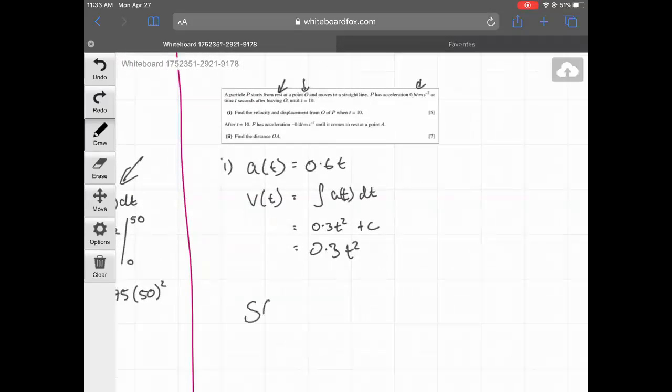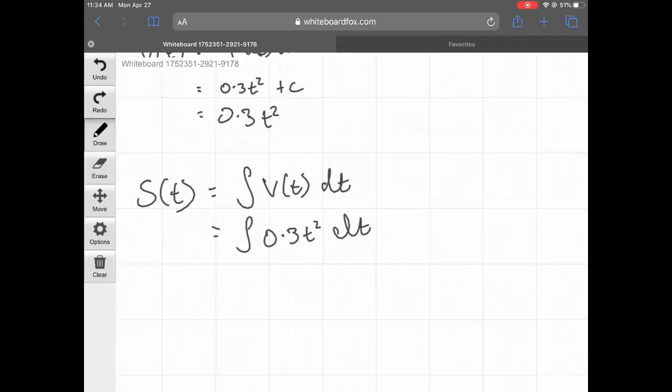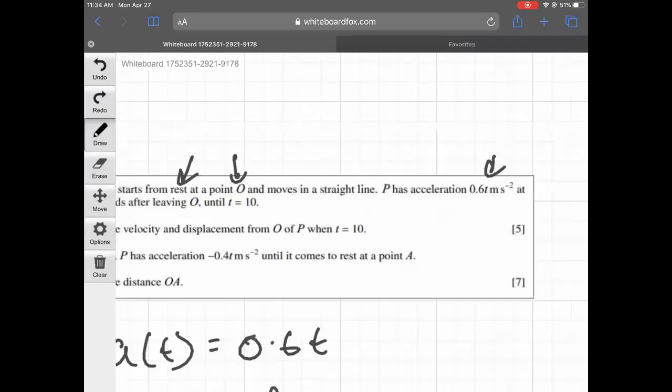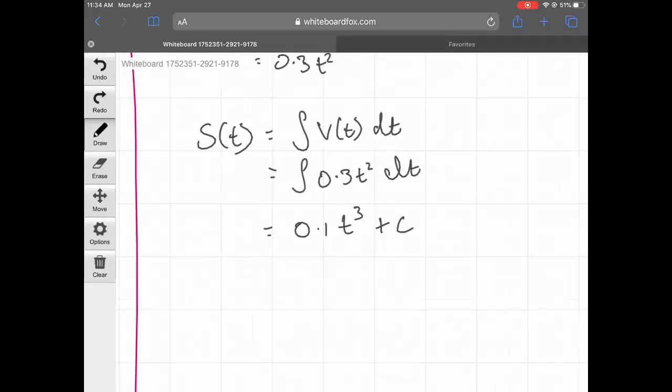s(t) equals the integral of v(t) with respect to t, which is the integral of 0.3t squared. So it goes to t cubed and gets divided by 3. 0.3 over 3 is 0.1t cubed plus c. And again, I know that s(0) is 0 because it starts from the origin, so the constant of integration, in this case, is 0. It's not always, so you have to think about it every time you do it. So s(t) is 0.1t cubed.